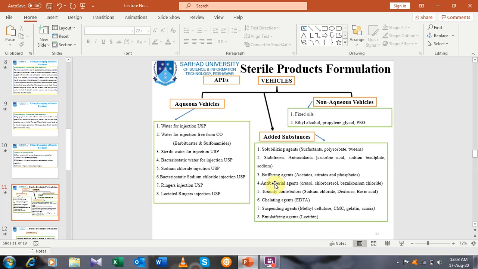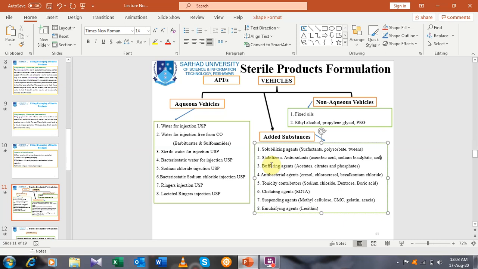And for the vehicles, the formulation ingredients are the added substances, apart from the aqueous or non-aqueous vehicle and APIs, including the solubilizing agent like surfactant, polysorbate 80, Tweens, different types of the Tweens, stabilizers, including the antioxidants, ascorbic acid, sodium bisulfite, sodium metabisulfite, and buffering agents, including the acetates, citrates, and phosphates. These are buffering agents which resist change in pH.